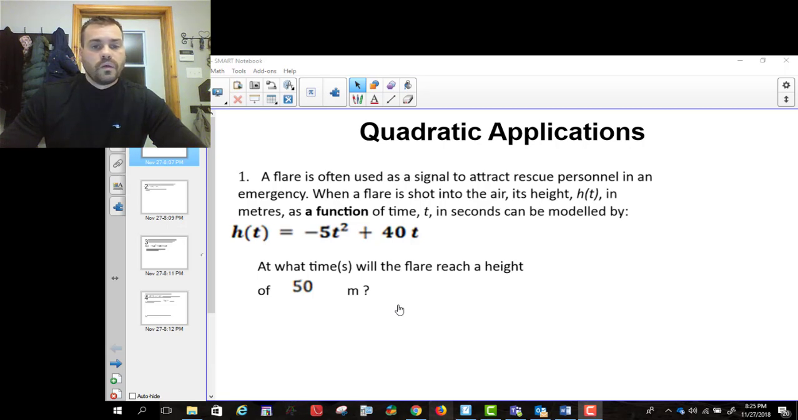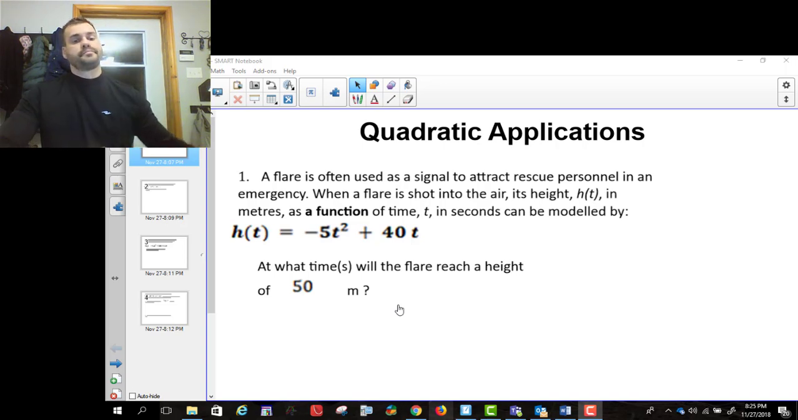And so here's the first question. These are in your essentials booklet, or your extension booklet, sorry. So we're just going to go through a few examples, and then you're going to have time to work on them on your own. This one says a flare is often used as a signal to attract rescue personnel in an emergency. And when a flare is shot in the air, this is the function that models it.